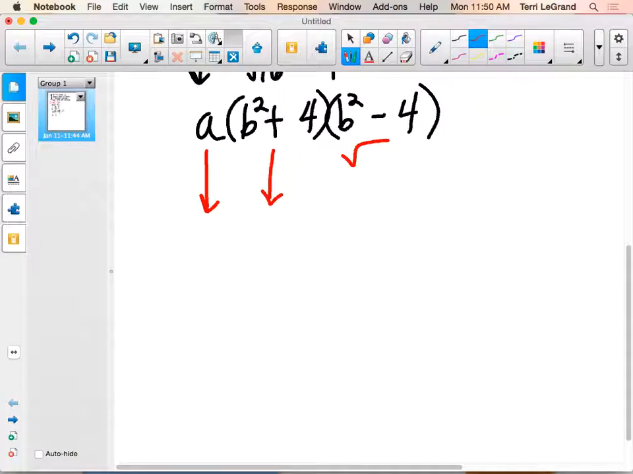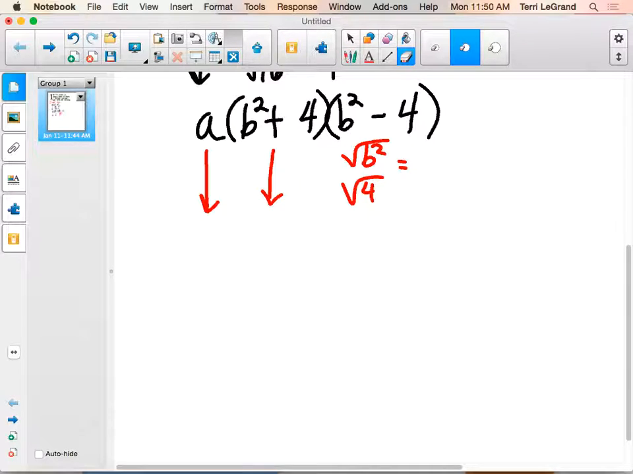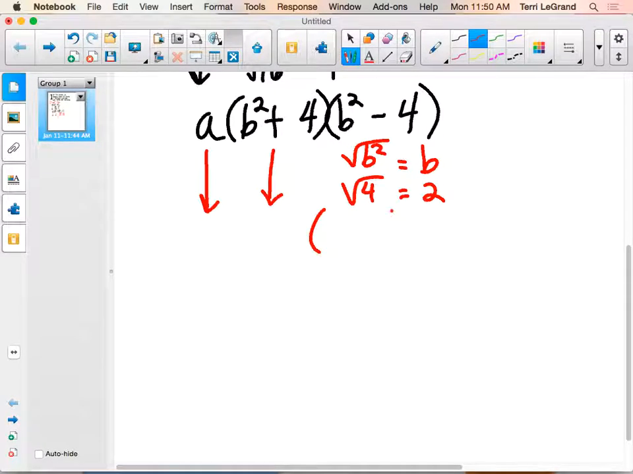And we're going to take the square root of b squared. We're going to take the square root of 4. And we get, what is the square root of b squared? B. And the square root of 4? 2. So this factor now gets named as these factors.